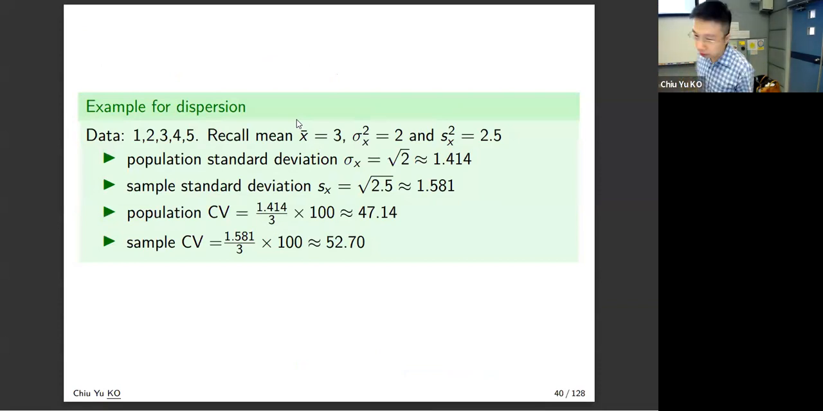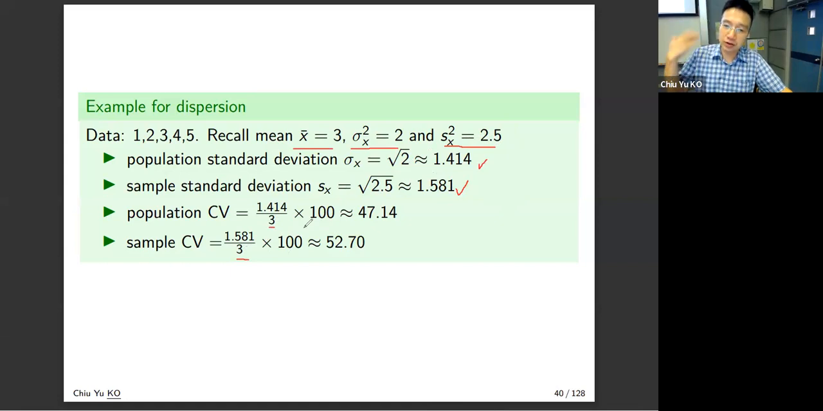Later we'll run Excel on this one. The mean is 3. We have shown this is the population variance, and this sample variance is 2.5. So how can you calculate the population standard deviation? Just take the square root of 2. And take the square root of 2.5, you get the other answer. And the CV is just the standard deviation divided by the mean, times 100. This is how you calculate it. Is that clear how you do it?